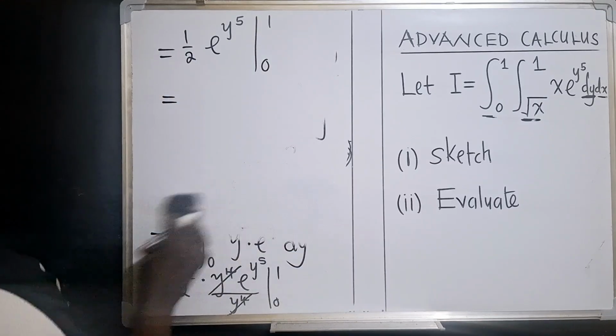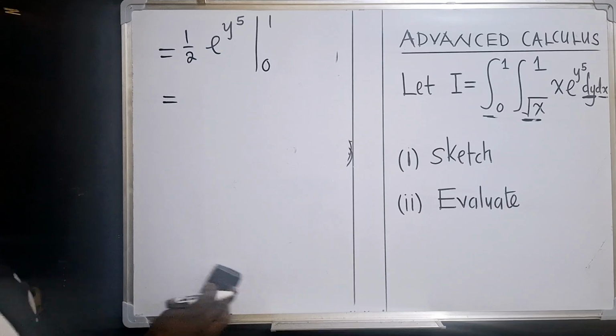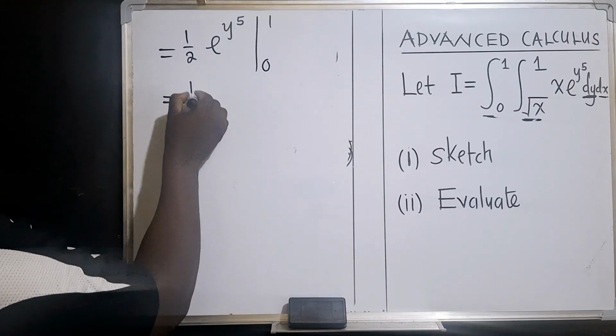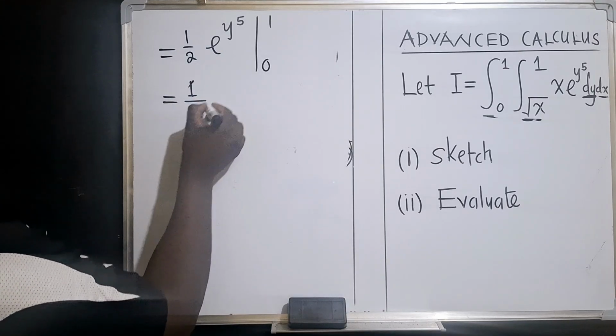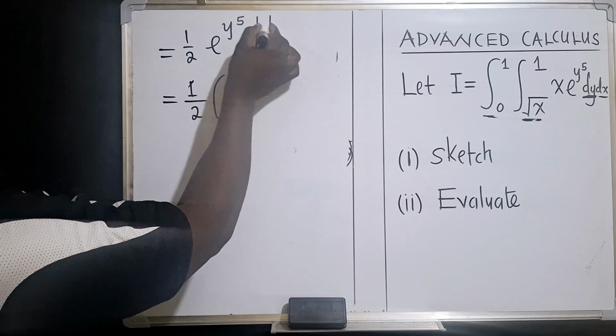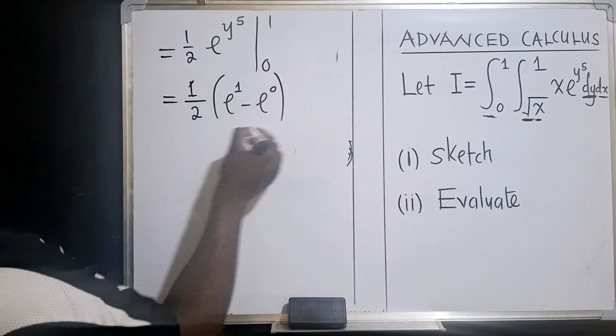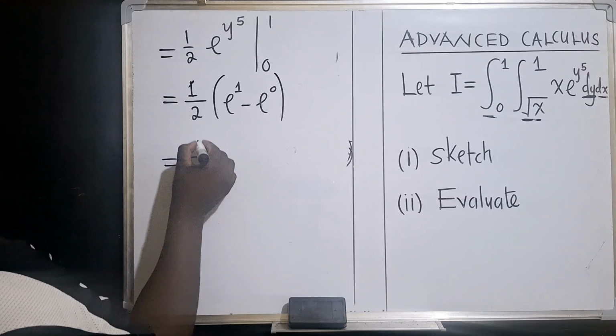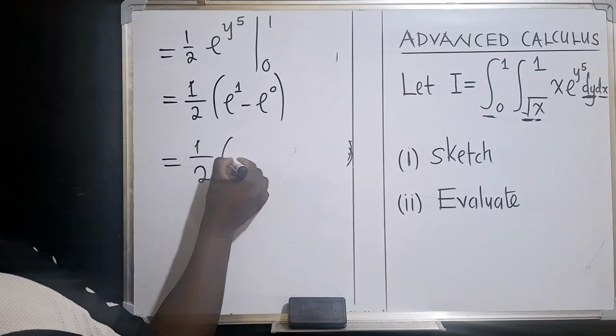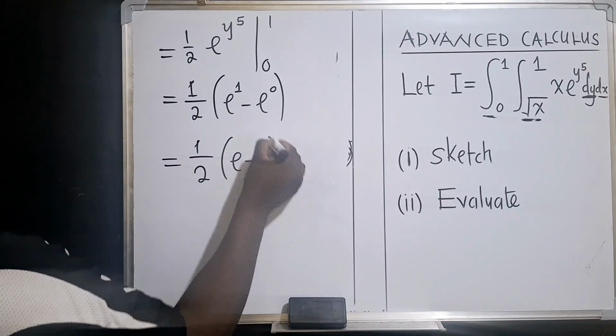So we've got 1 over 2 e power, when we substitute, it will be power 1 minus e power 0. So the answer will be 1 over 2 times e minus 1.